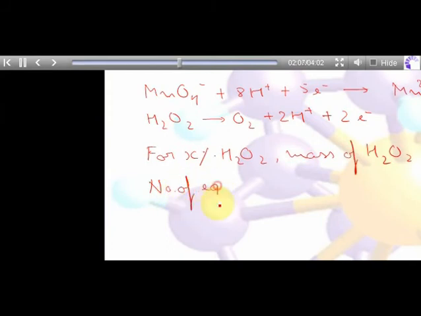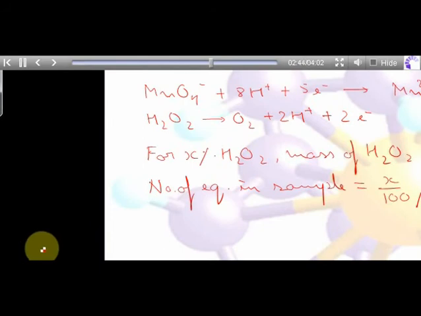The number of equivalents present in the sample will be equal to its mass upon equivalent mass. So X upon 100 upon 17, that is X upon 1700 equivalents. Let us mark this equation as equation A. Now this will be equal to the equivalents of potassium permanganate consumed in the reaction.